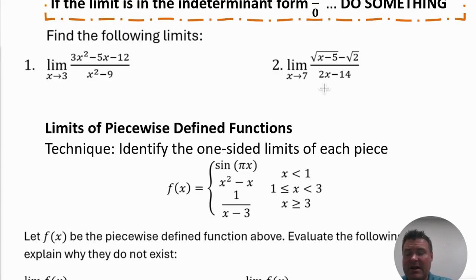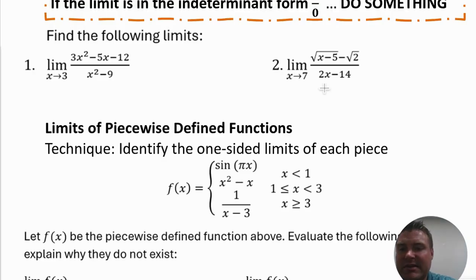On this first one, we have the limit as x approaches 3 of 3x squared minus 5x minus 12, all over x squared minus 9. If you do a direct plug-in of 3, you get 27 minus 15 minus 12. That is going to give me 0 over 0. I don't write equals 0 over 0.